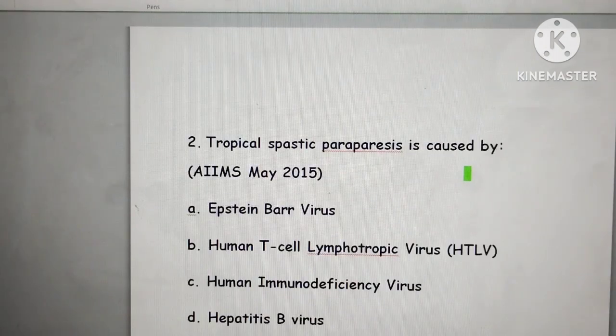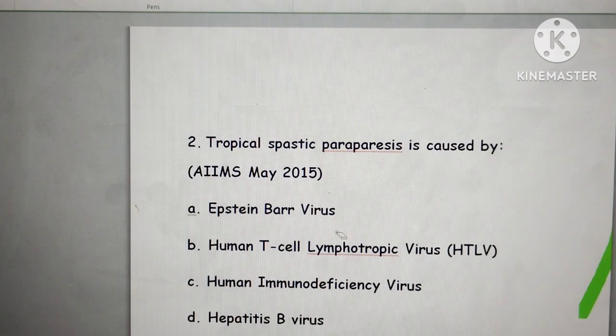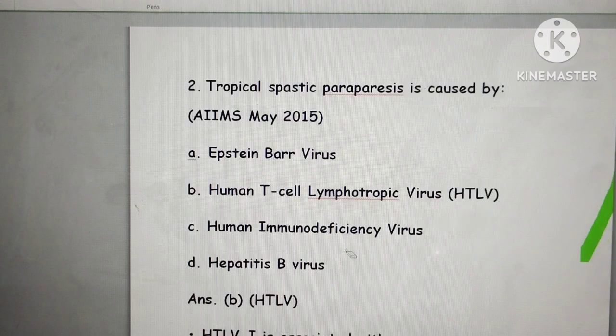Next, the second question: tropical spastic paraparesis is caused by. It is a straight question. The options given are Epstein-Barr virus, human T lymphotropic virus, HIV, and hepatitis B. So here the answer is human T cell lymphotropic virus.